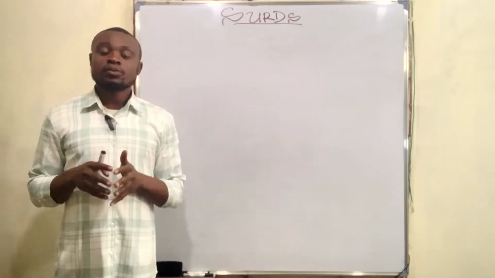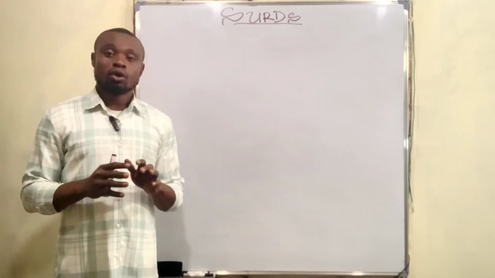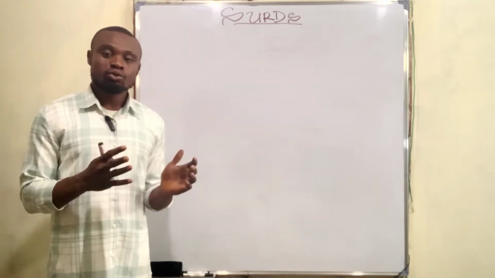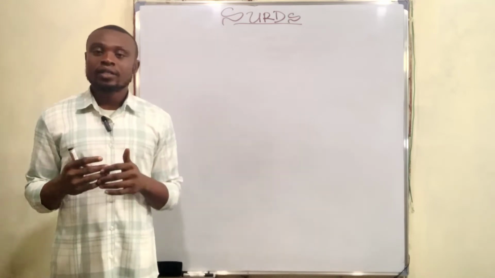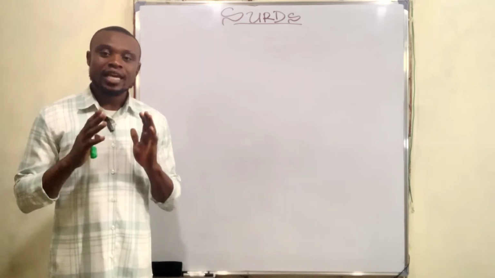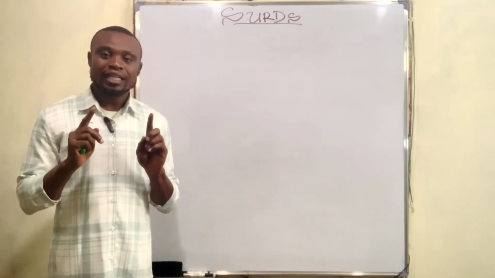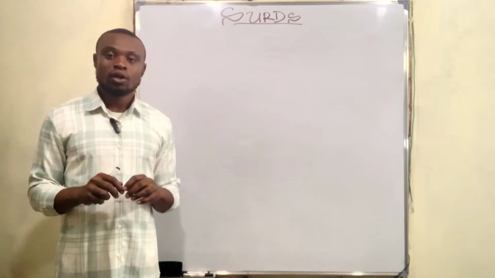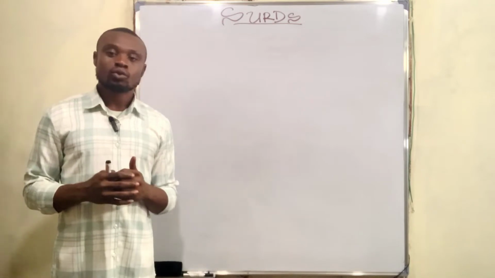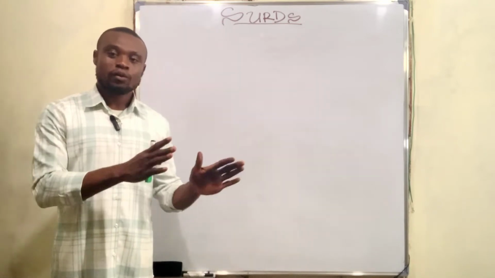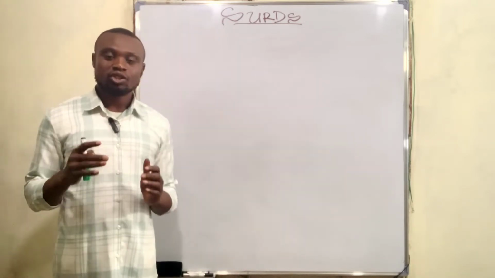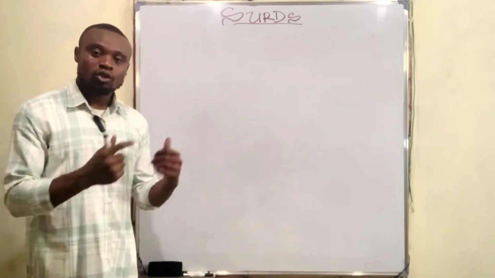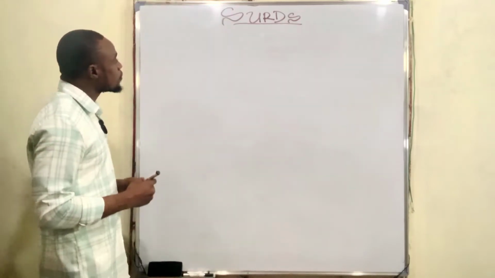So basically, in this video, I'm going to explain what surds are, and secondly, explain the rules of surds, and thirdly, solve examples on the addition and subtraction of surds. Then in my next video, I am going to do multiplication of surds and rationalization of surds, which is basically the division of surds. So let's get to it.